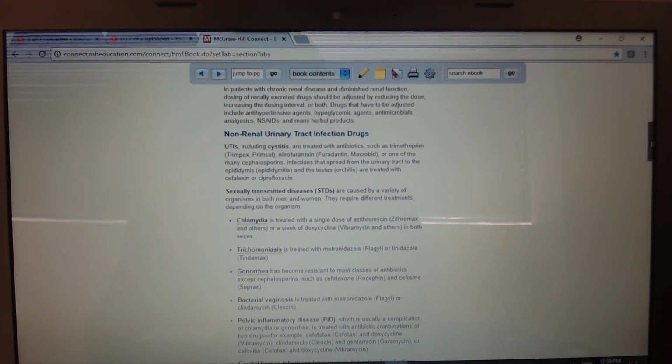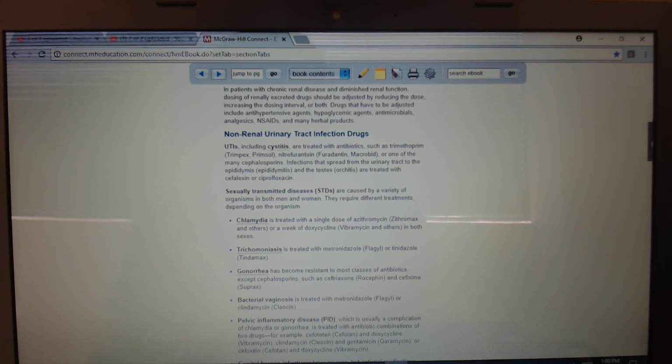In patients with chronic renal disease and diminished renal function, dosing of renally excreted drugs should be adjusted by reducing the dose, increasing the dosing interval, or both. Drugs that have to be adjusted include antihypertensive agents, hypoglycemic agents, antimicrobials, analgesics, NSAIDs, and many herbal products.